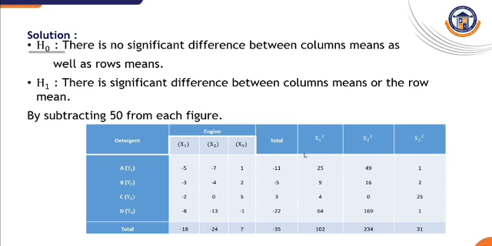So now I take the square values. For x1 square, the values are minus 5, the square is 25, minus 3 square 9, minus 2 square 4, minus 8 square is 64. And x2 square: minus 7 square 49, minus 4 square 16, 0, minus 13 square 169. And for x3, 1 square is 1, 2 square equals 4, 5 square equals 25, 1 square equals 1. The sum of the values, you write there, 31.